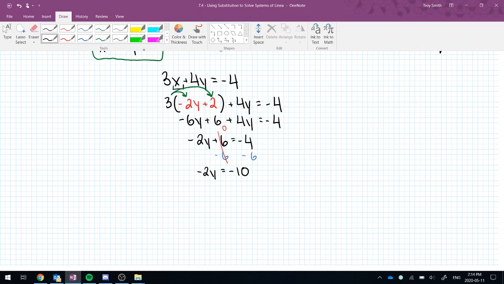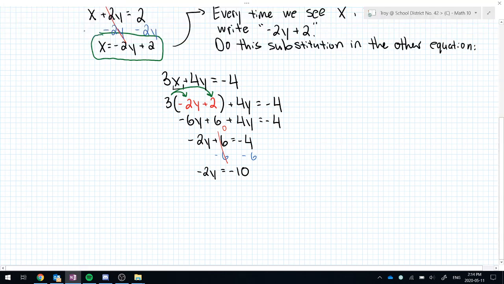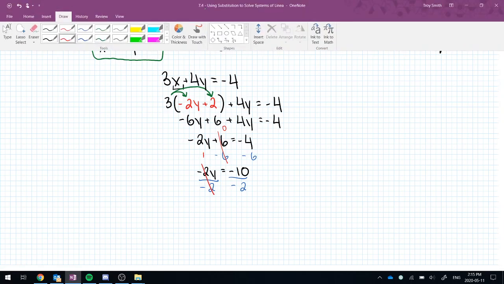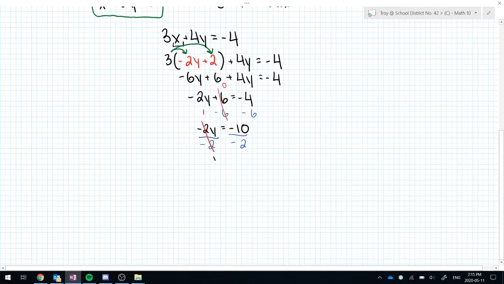And then we want to get that y by itself. That's a negative 2 being multiplied into the y. So the opposite operation of that is going to be division by negative 2. When we do that, those 2's cancel out. So we get y is equal to negative divided by negative is a positive, 10 divided by 2, 5. So y is 5. That's half our answer.